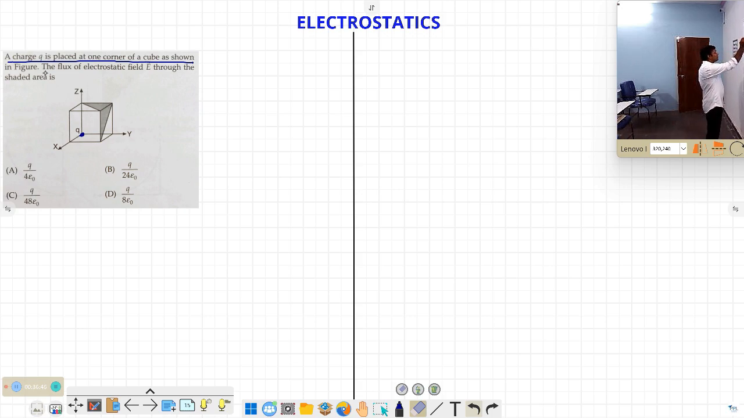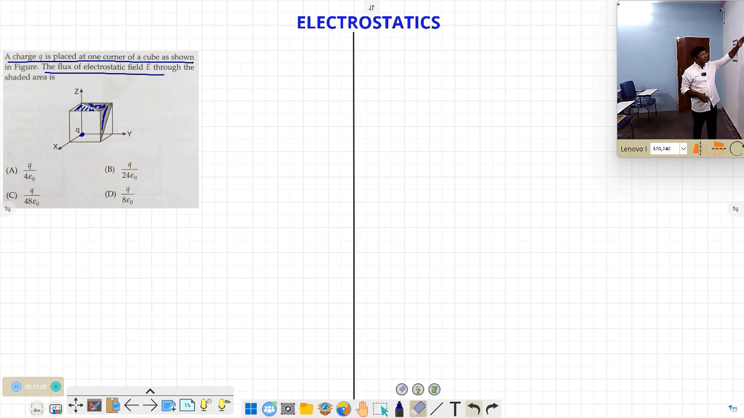Now they're asking for the flux of the electrostatic field E through the shaded area. You can see this is the shaded area, and through this area they're asking to find the flux. If you remove this shaded part and place it on the surface, I can replace it, and it becomes one side of the cube.